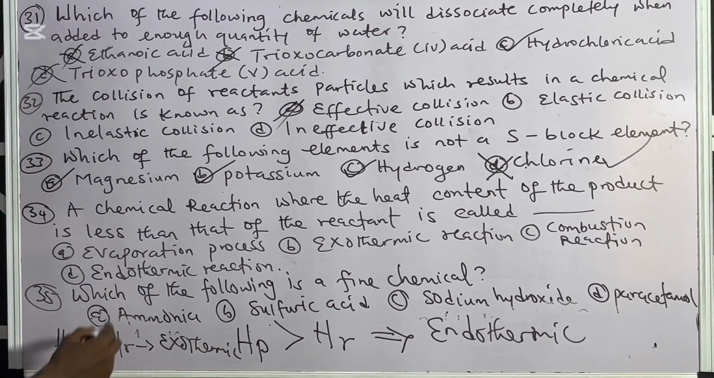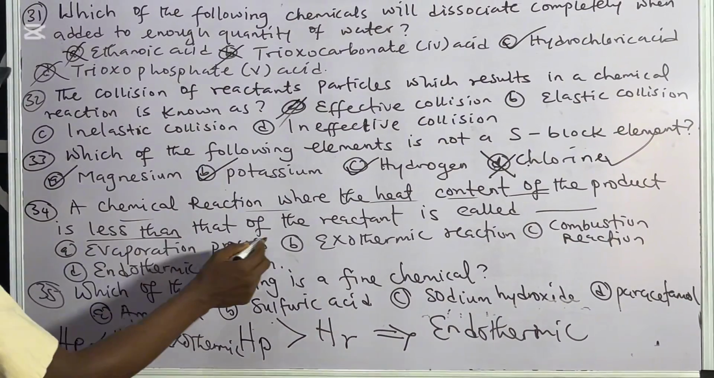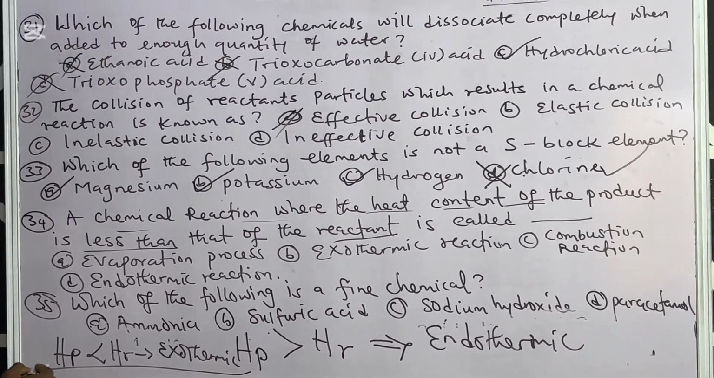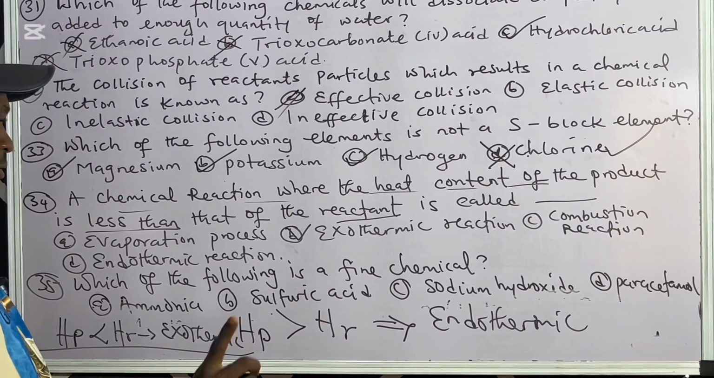So what should be the answer? They said the chemical reaction where the heat content of product is less than that of the reactant. So which is this? So the correct option is what? Option B, exothermic. All right, take note of that.